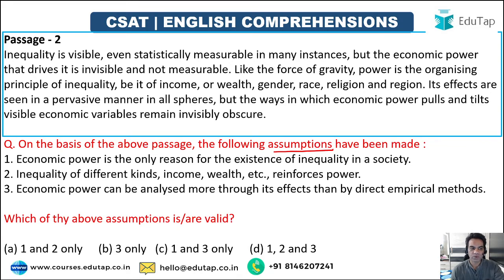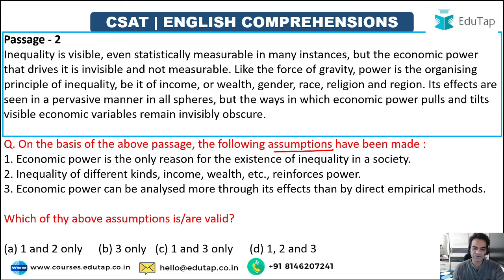So the economic power that drives inequality, that power is invisible and it is not measurable. Like the force of gravity, power is the organizing principle of inequality. So power leads to inequality, be it of income, wealth, gender, race, religion, and region. Its effects are seen in a pervasive manner in all spheres, but the ways in which economic power pulls and tilts visible economic variables remain invisibly obscure. So he's trying to play with the words. He's saying the economic power that holds the strings to the puppets in every sphere is the power which is invisible, right? So we can measure inequality in different spheres, but the power behind it, which leads to inequality, is invisible in every sense. So let's read the assumptions, guys.